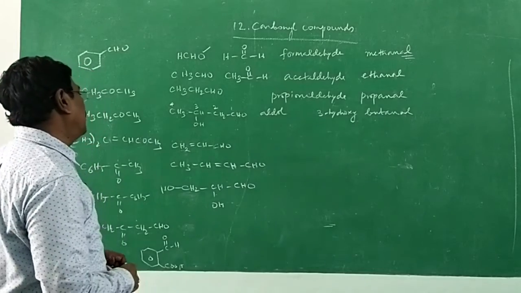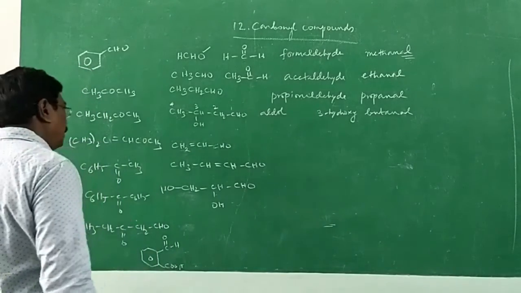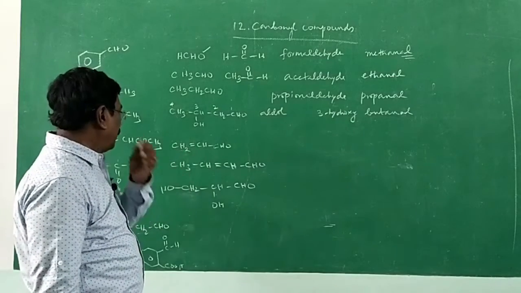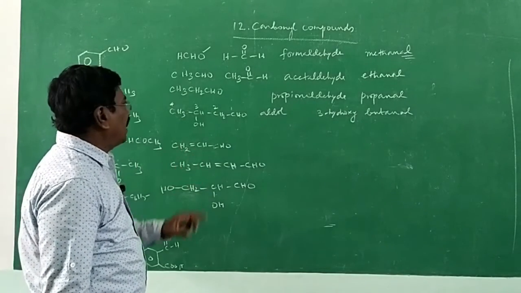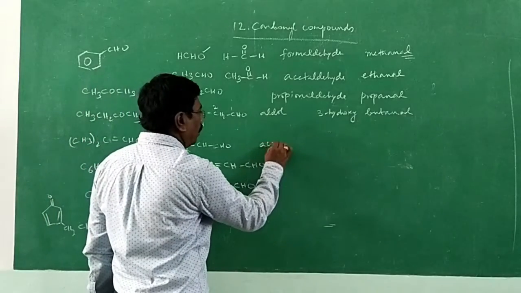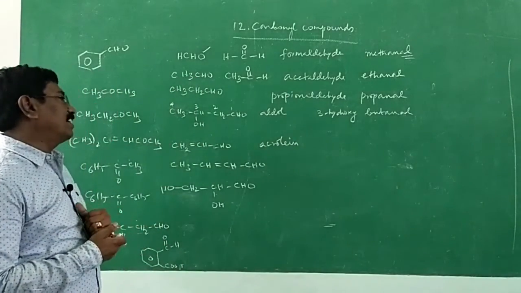CH2 double bond CH-CHO. It is an unsaturated aldehyde. It is called acrolein. Common name acrolein. It can also be called acrylic aldehyde.